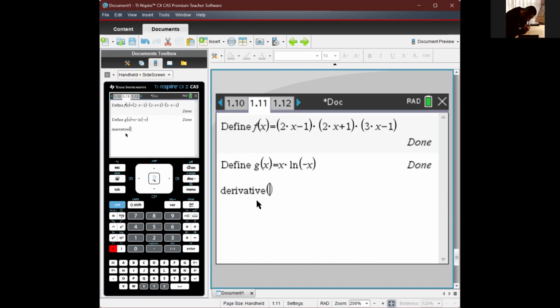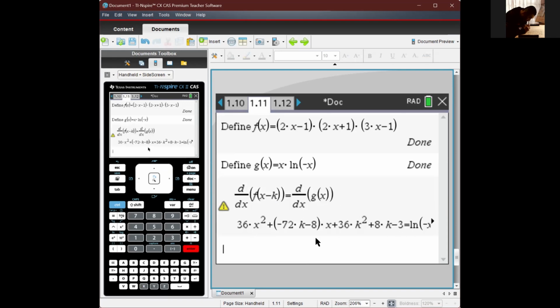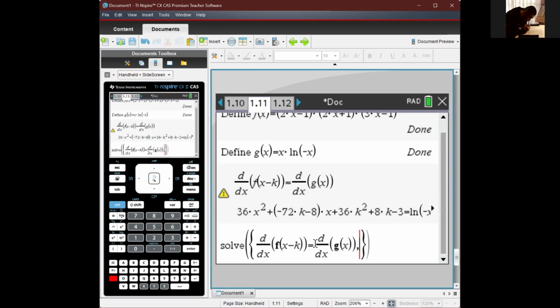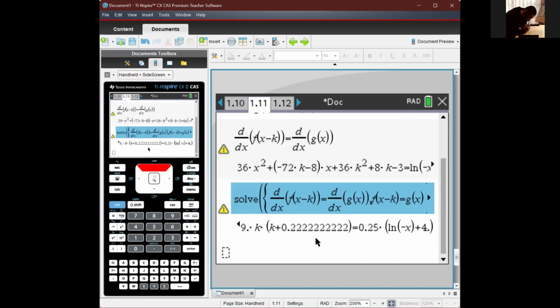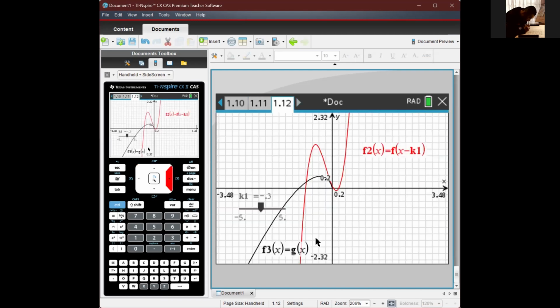Say derivative f of x minus k. See, this k letter is not influenced. Comma x equals to derivative g of x comma x, something along this line. And you probably can solve 2 equations. That and f of x minus k equals to g of x because they just touch each other, x comma k. But the cast does not solve it. So we may have other possible techniques to tackle these sort of questions, okay? Anyway, that's just some further discussion. Let's move on and look at question 19 and 20.